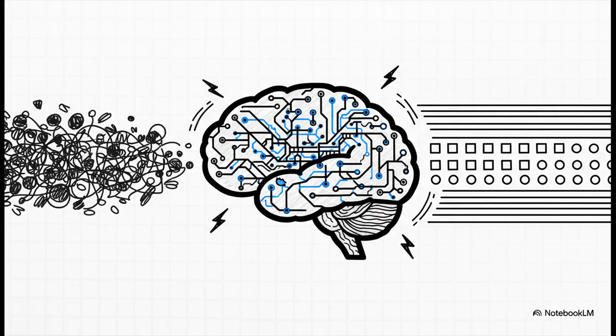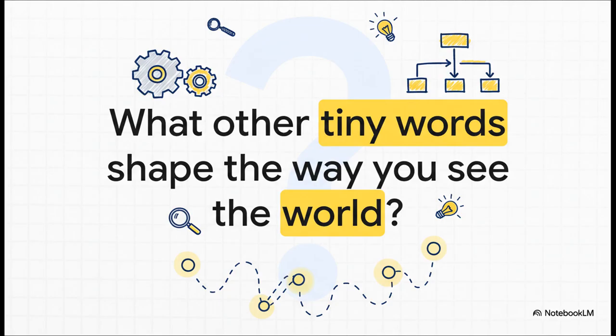And this all points to something really fundamental about our minds. Our brains are not designed to waste energy. They are wired for efficiency. They're constantly on the lookout for these subtle patterns and clues in language that help us avoid confusion, cut down on our mental workload, and just process the world so much faster. It really makes you think, doesn't it? I mean, if words as simple as but and therefore have this much hidden power to guide our thoughts without us even realizing it, what other tiny words, what other little linguistic patterns are shaping the way you see the world every single day?